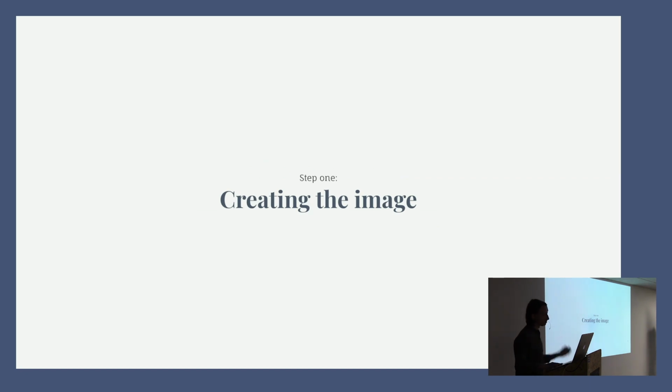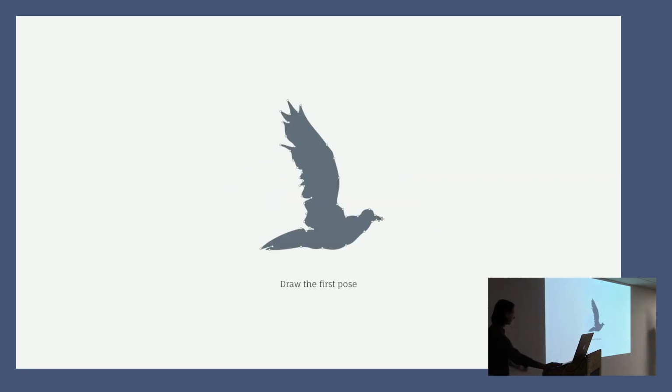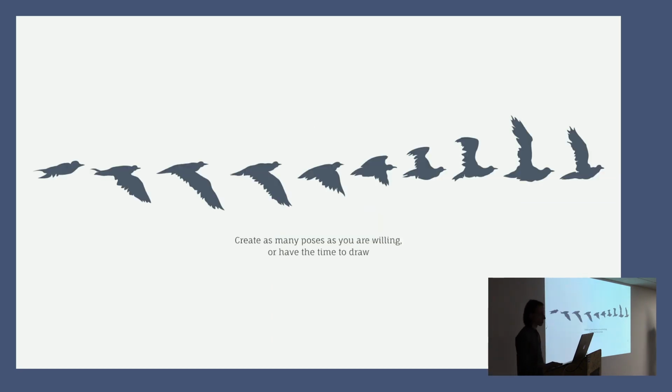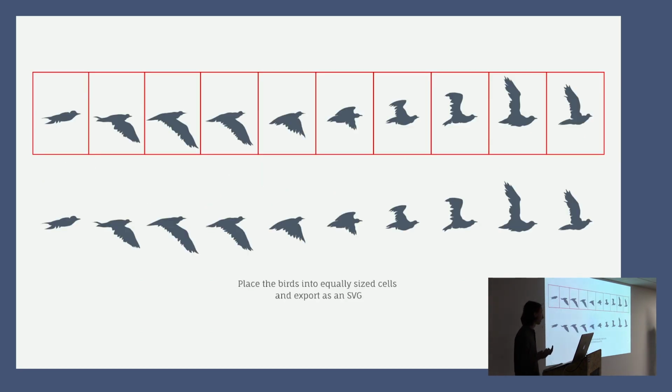So first off, for the birds, I needed to create the actual image itself. So you draw your first pose, then your remaining poses. In my case, I did 10 because I had about 7 other animations I needed to do that day. But the more frames that you have, the smoother your animation will be. In my case, 10 worked just fine.